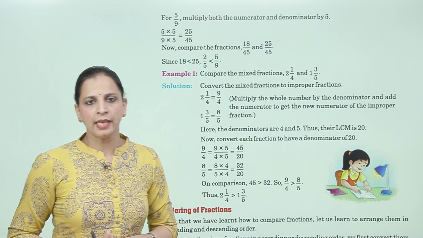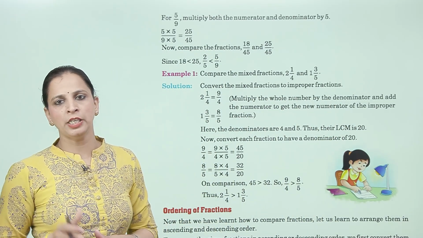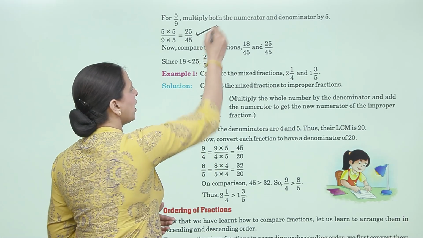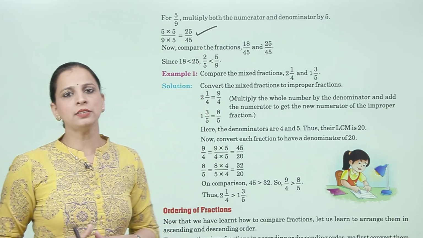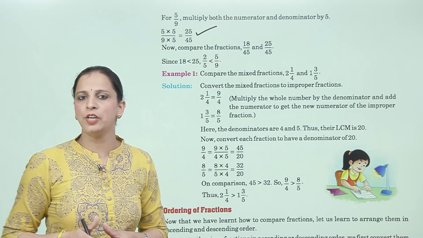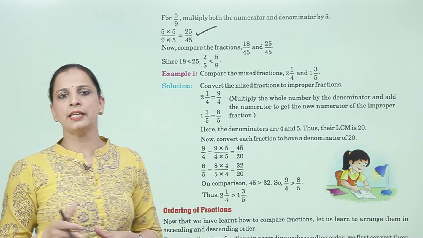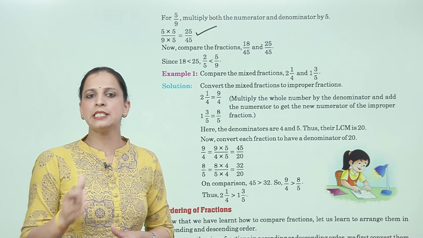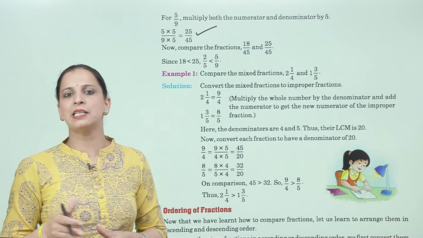For 5/9, multiply both numerator and denominator by 5. We get 25/45. Now compare the fractions 18/45 and 25/45. 25 is greater than 18, or 18 is less than 25. So 2/5 is less than 5/9.